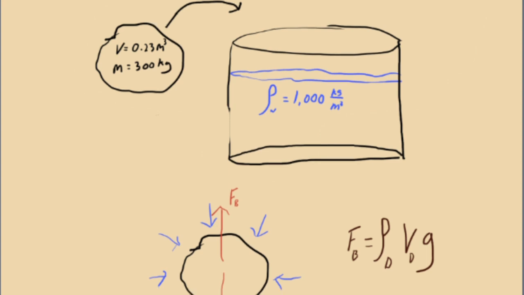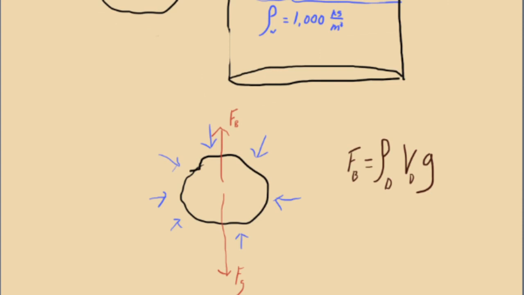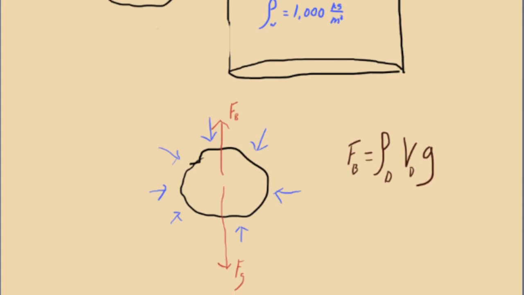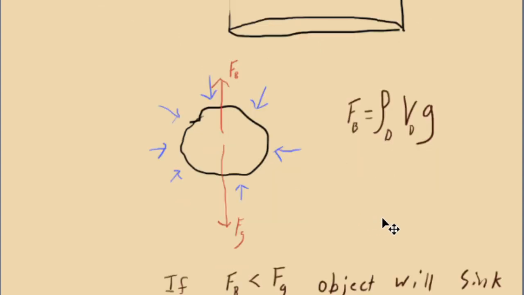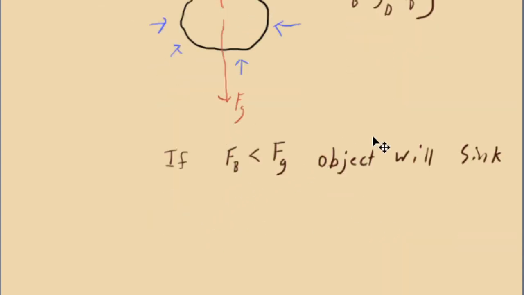So if we sum our forces and think about F equals ma, if our buoyant force is greater than our force from gravity, this object's going to float because we have a net upward force. But if the force of gravity is higher than the buoyant force, it's going to sink. So we could say if buoyant force is smaller than the force of gravity, our object will sink. So let's see how we can come up with that.